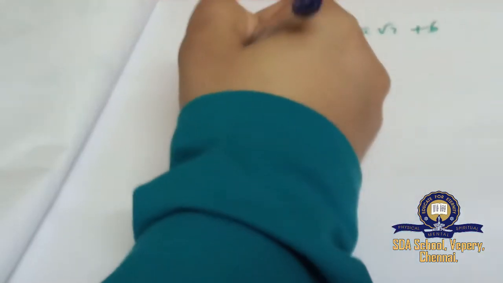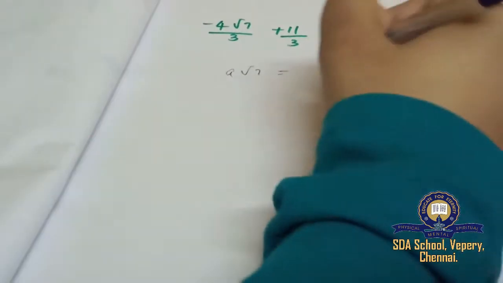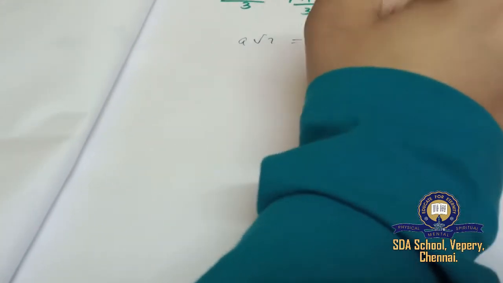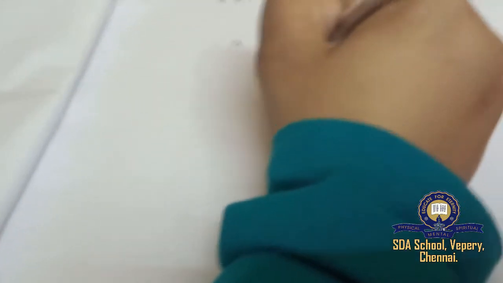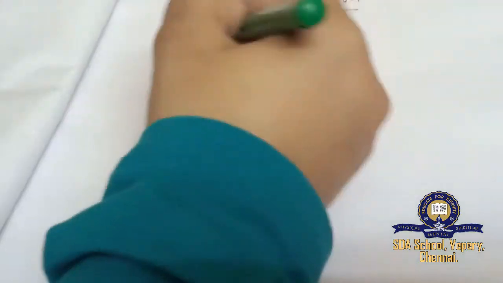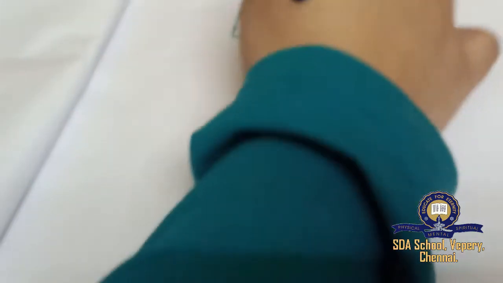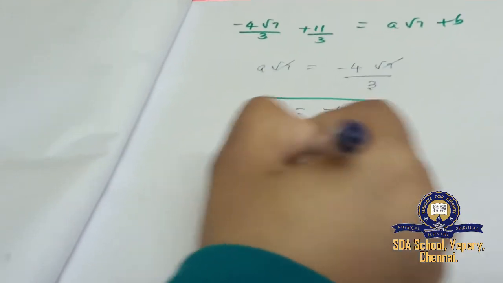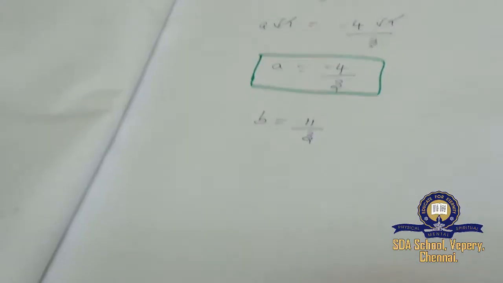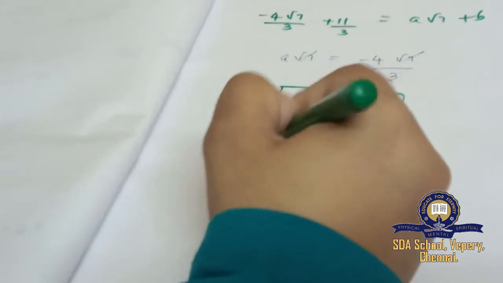See, a root 7 equated to minus 4 root 7 by 3. Now what will I get the value of a to be? A is minus 4 by 3. Yes, students, a is minus 4 by 3. Then what will I get? My b is, by mere comparison, 11 by 3. Got it, students?